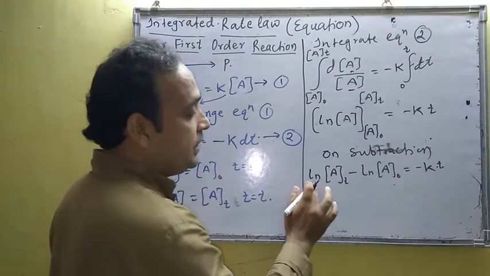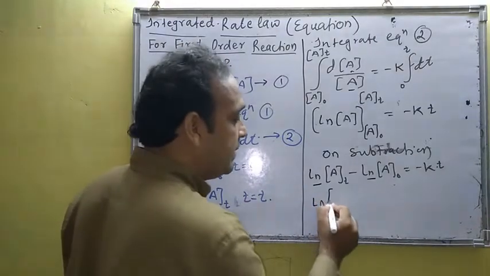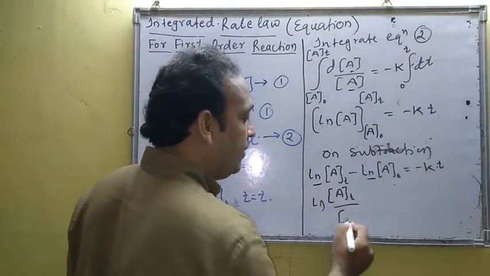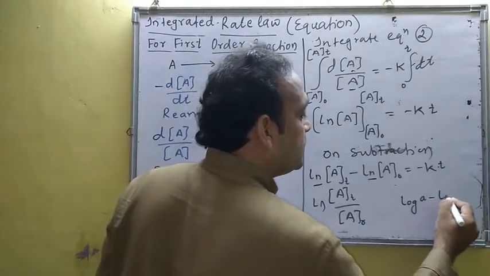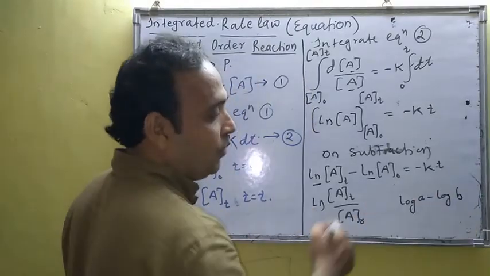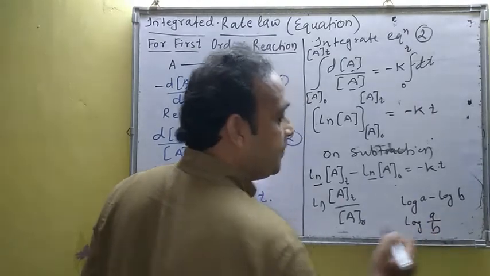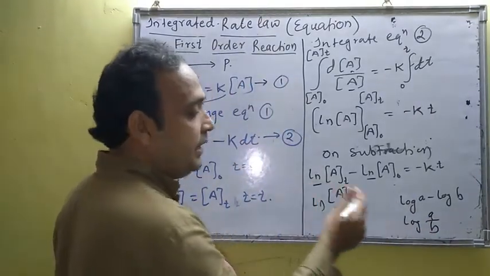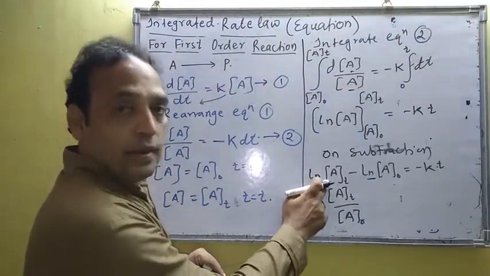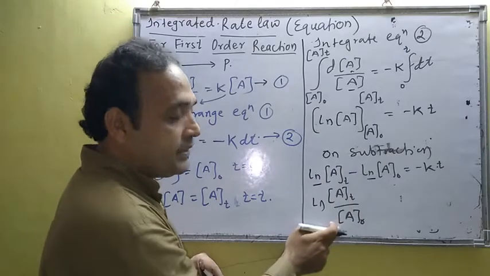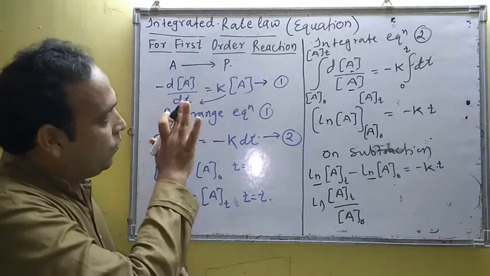Now take natural log common, so we can write ln of At upon A0. Suppose log of A minus log of B is given to you, how do we write it? Here we can write log of A by B. So take the reverse: natural log common, upper limit divided by lower limit. I think up to here you have understood from where we have started.